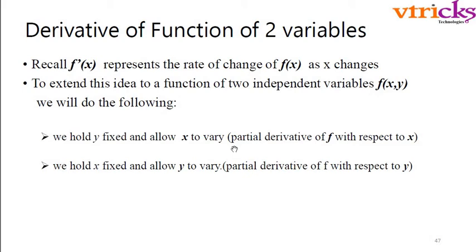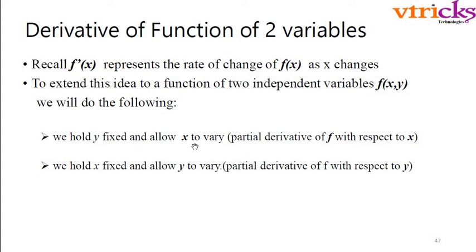Now that we have understood what is meant by function of two variables, let us see how we find the derivative for such a function. Recall f prime x represents the rate of change of f of x as x changes. So whenever x changes, the derivative f prime x tells you what will be the change in y. To extend this idea to a function of two independent variables, x and y, we have to understand what is meant by changing x and what is meant by changing y. To map it to the understanding of changing one variable, we can hold y fixed. So we do not change y and we allow x to vary.